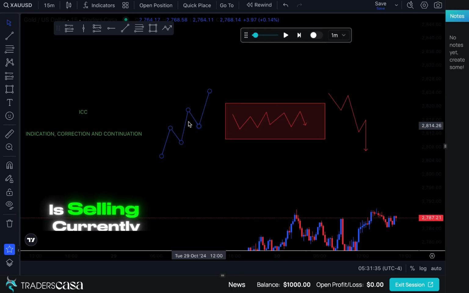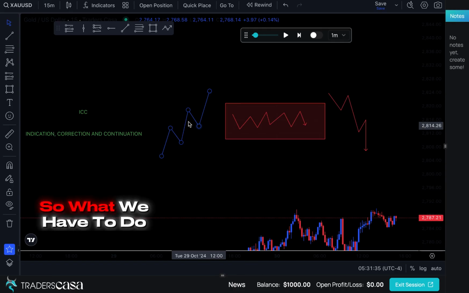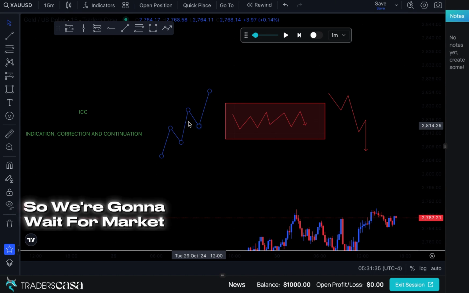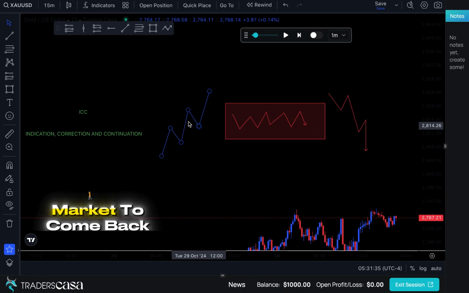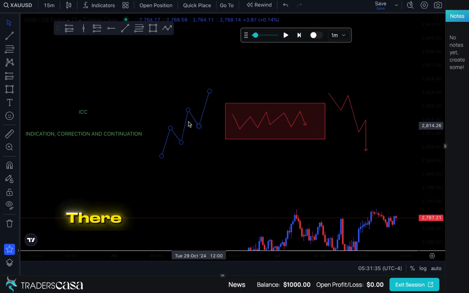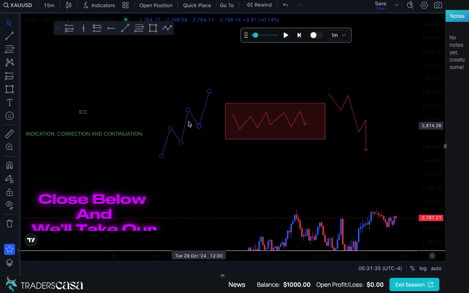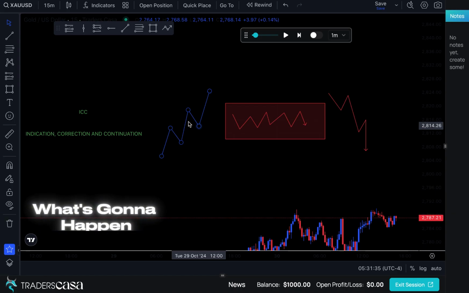It's selling currently, a downtrend. So what we have to do is mark the current structure. We see that the market has broken. This was a low. The market broke through. So we are going to wait for the market to what? We're going to wait for the market to come back there, close below, and we'll take our trade. So let's see what's going to happen.